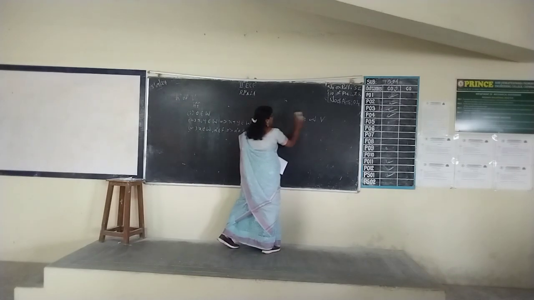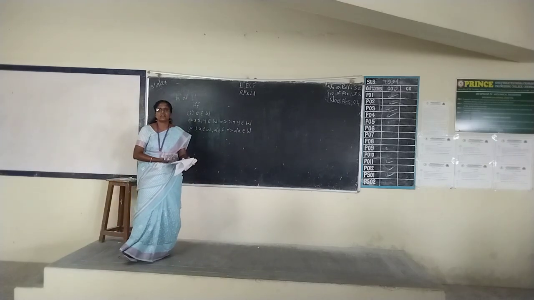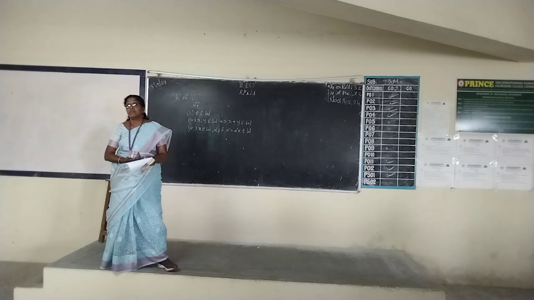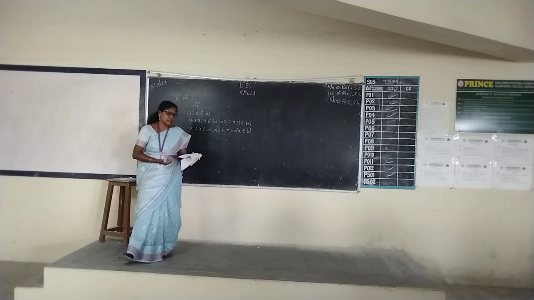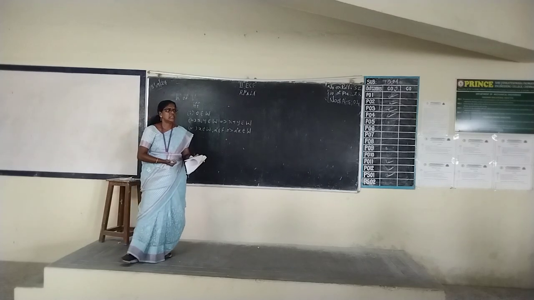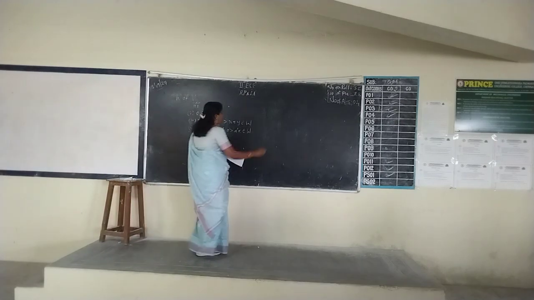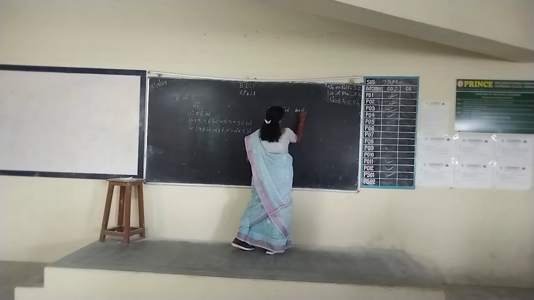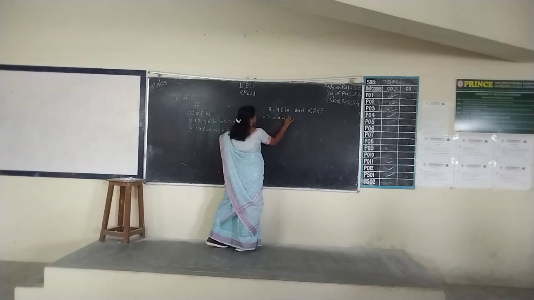Take down theorem 2. Let B be a vector space over a field F. Full stop. A non-empty subset W of B is a subspace of B if and only if x, y belongs to W and alpha, beta belongs to F implies alpha x plus beta y belongs to W.